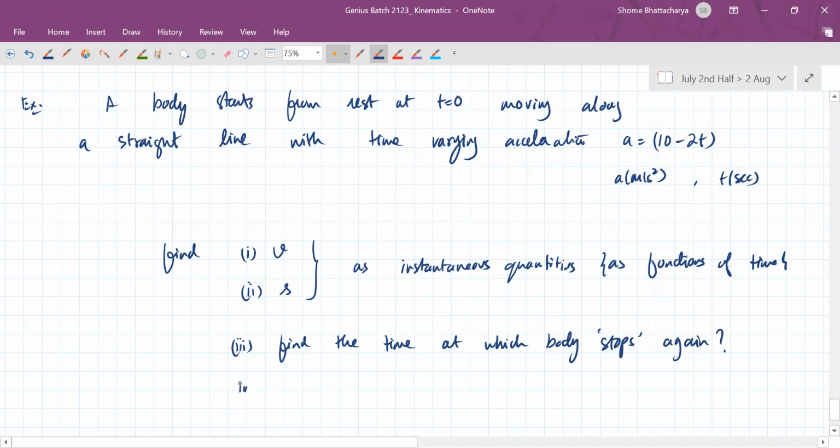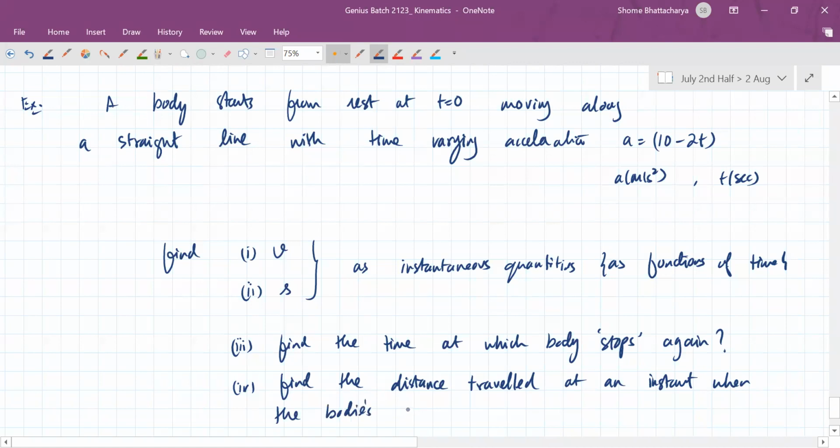and find the distance traveled at an instant when the body's displacement equals 0. Okay, so solving this question will cover all aspects of things we have discussed.